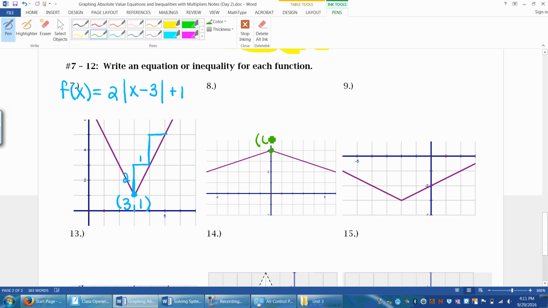Next one, the vertex is at 0, 4. That means that it does not move horizontally, so there's just an x inside the absolute value. Up 4 will have a +4 at the end. I need an f of x equals out in front, and I'm going to find the rate of change: down one space, I'm sorry, not 4, 3, to the right 3 spaces. And when I go down, it's a -1. So the multiplier out in front is a -1/3.